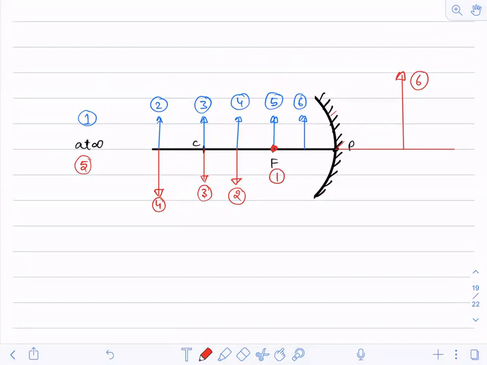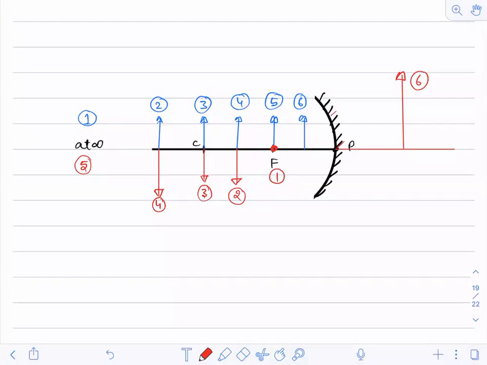So when I keep my object at infinite, the image is at focus. When I keep my object between C and infinite, it's at 2. Okay, when I keep my object at C, the image is formed at the same point. When the object is between C and focus, it will be formed between C and infinite.